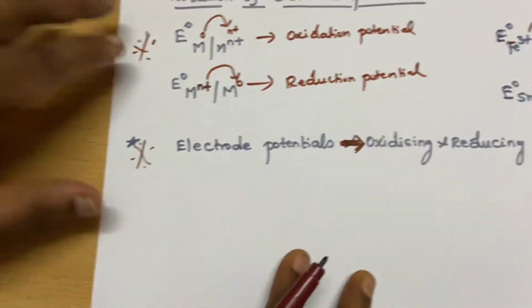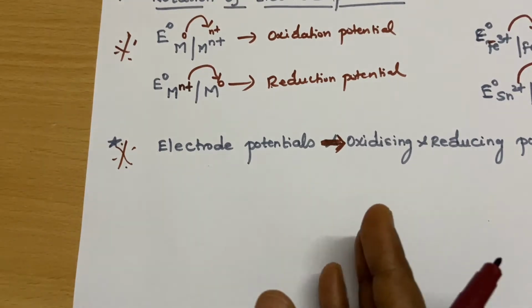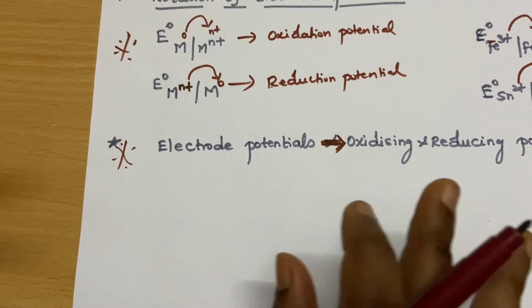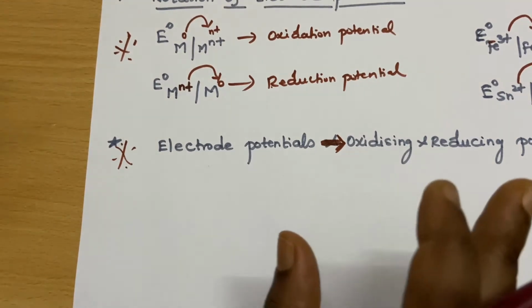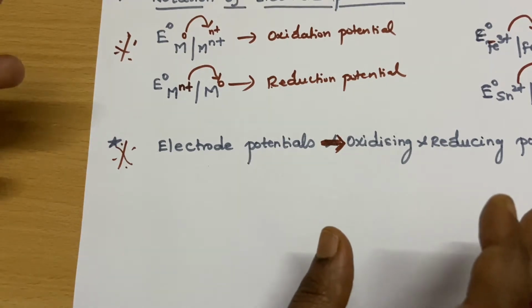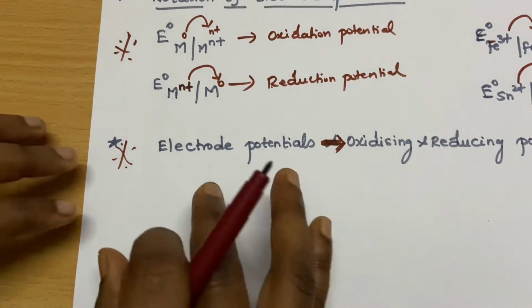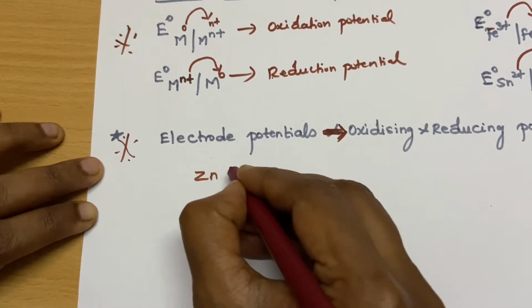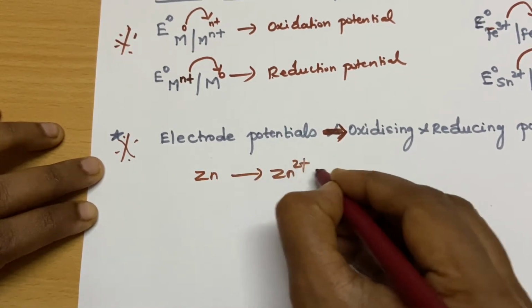So what is the relation between the electrode potentials, and how to find it if a set of electrode potentials of various metals has been given and they are asking to find out the powerful oxidizing reagent and powerful reducing reagent? Okay, so how to find out from the electrode potentials? See, I am telling you from the well-known example itself.